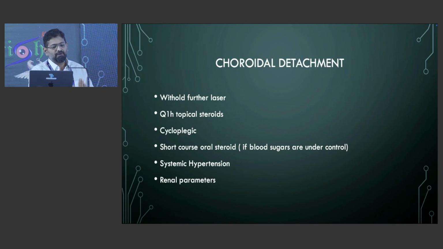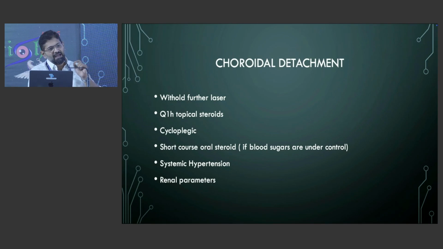So withhold further laser, start the patient on hourly topical steroids, and start the patient on cycloplegics. A short course of oral steroid actually helps. If the blood sugars are under decent control, you can probably give a short course of oral steroids for 5 days or 1 week, and it usually comes down in a week's time. Also, at the same time, try to look for systemic hypertension.